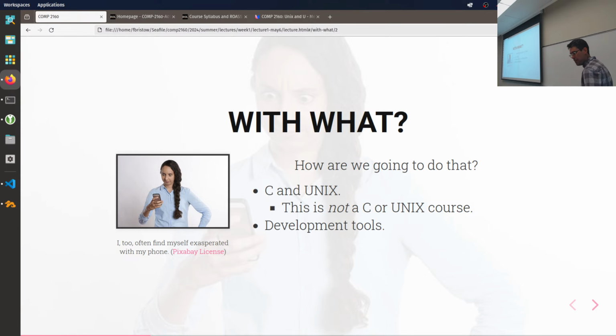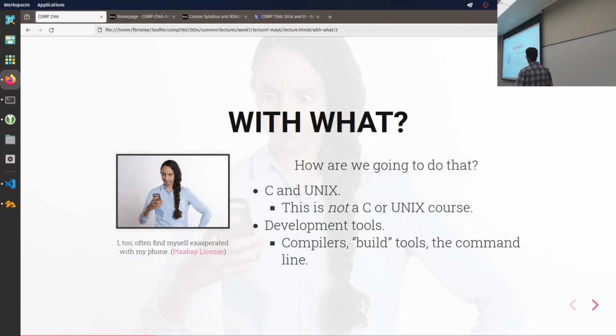We're also going to be spending some time looking at development tools. So we'll be looking at things like compilers. You've hit the run button in VS Code to start your Java. We're going to be spending time doing the same kinds of things on the command line to build C programs. We're also going to be taking a step back and looking at programs themselves that are designed to help build C programs, so compile them, and then lots of stuff on the command line.